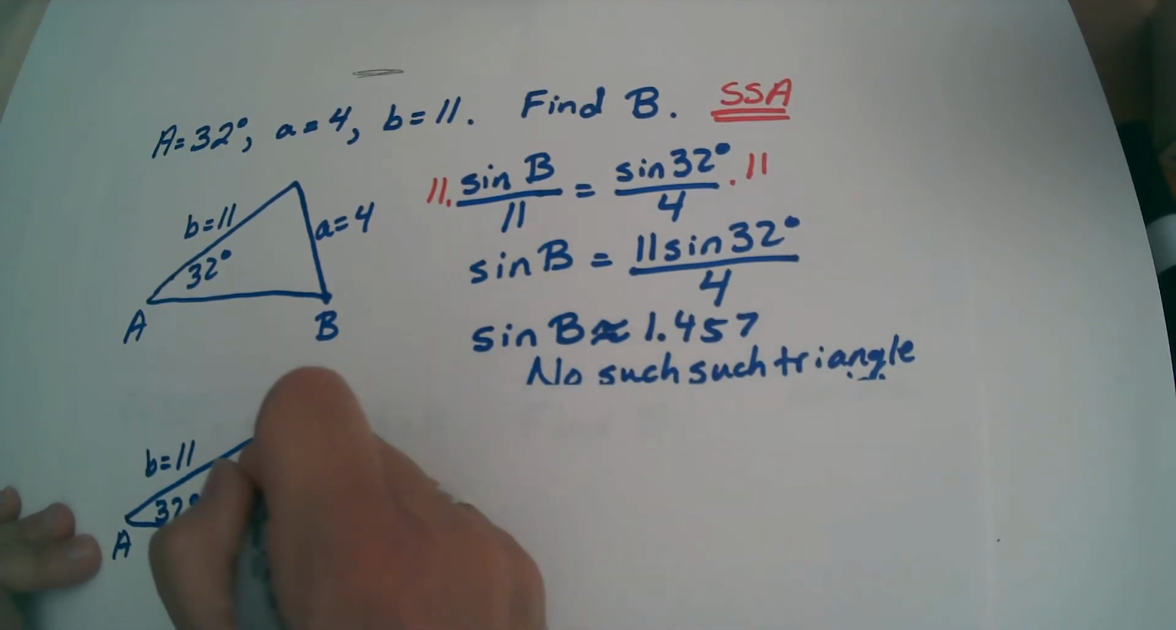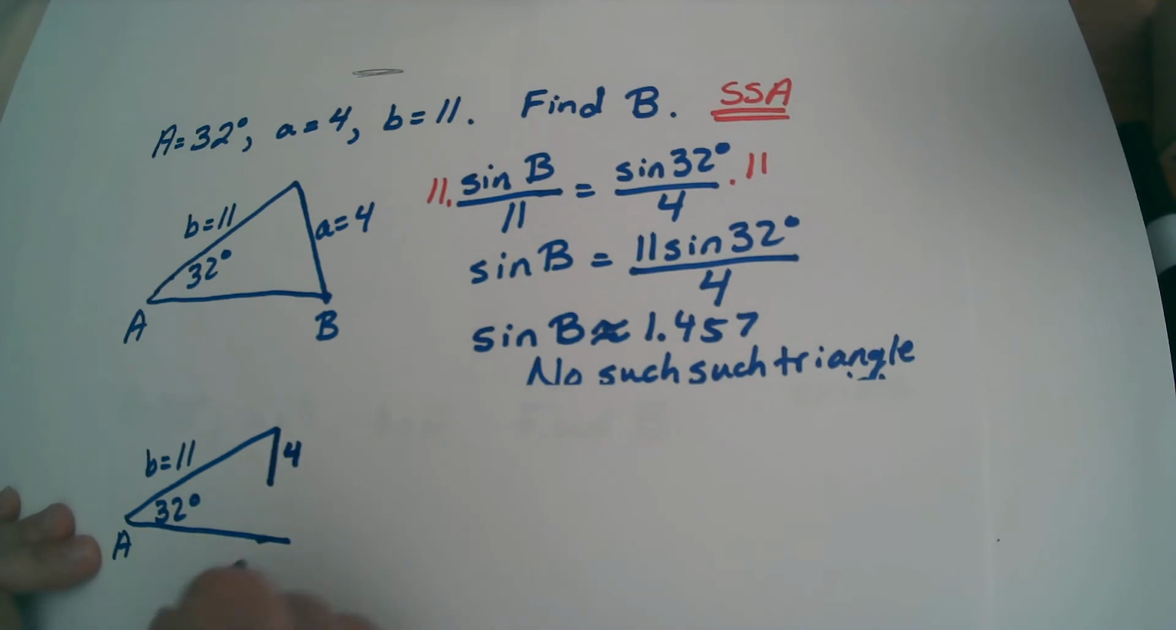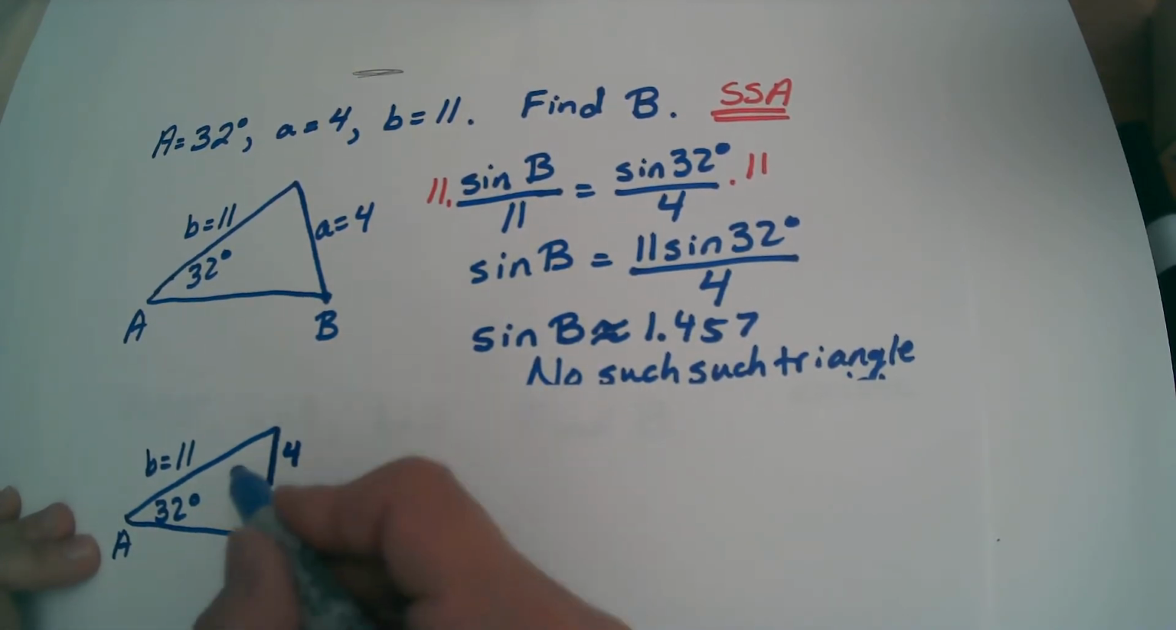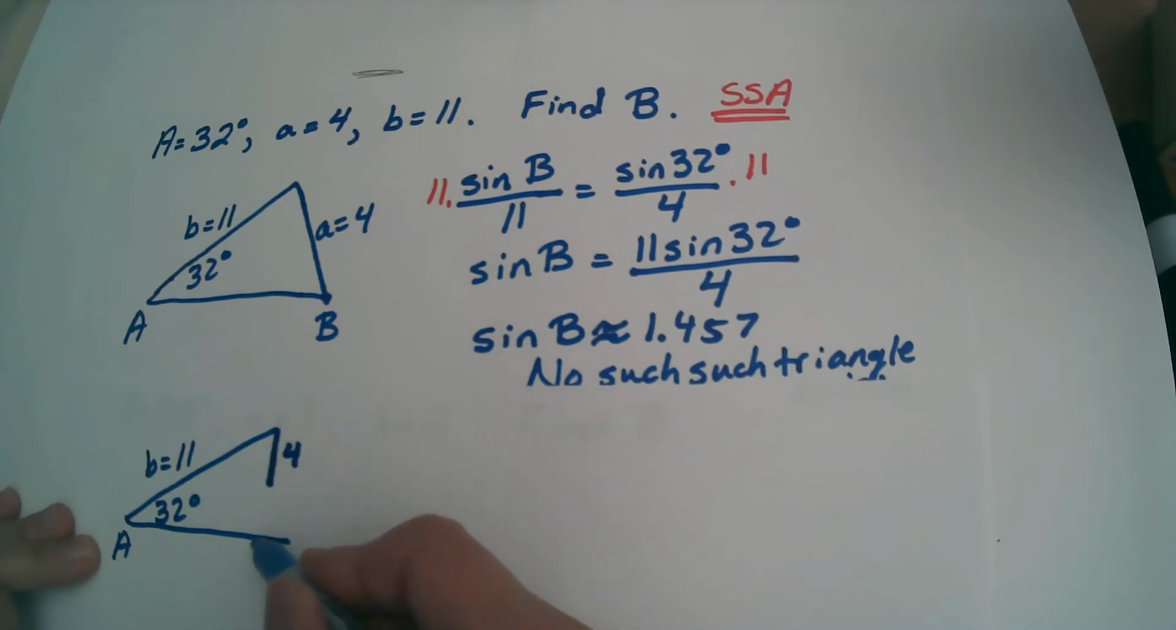Apparently it isn't even long enough to reach this side over here. So we don't even have a triangle. This side has to be long enough that it would hit this side for the triangle. So that's something that can happen sometimes.